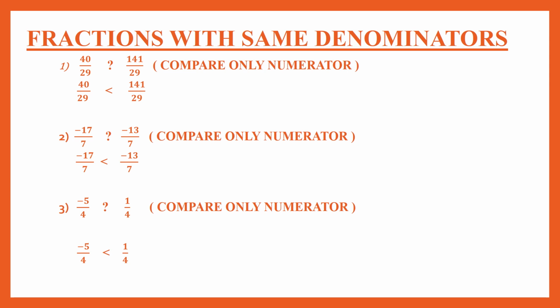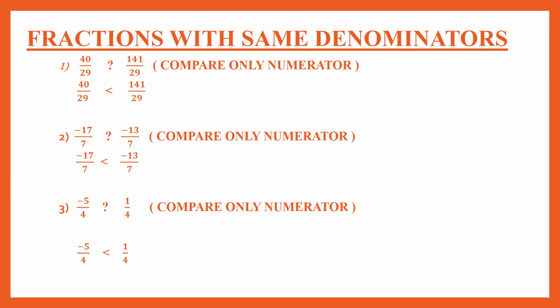Third example, minus 5 upon 4 has to be compared to 1 upon 4. Look at the denominators again. The denominator is 4 in both the cases. So, we look only at the numerator. Minus 5 and 1. Minus 5 would naturally be lesser than 1 because every negative number is lesser than a positive number. So, I have minus 5 lesser than 1 and therefore minus 5 upon 4 would be lesser than 1 upon 4.